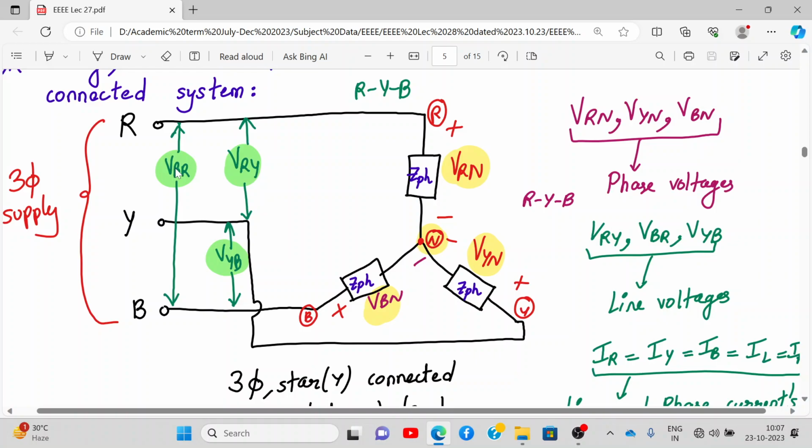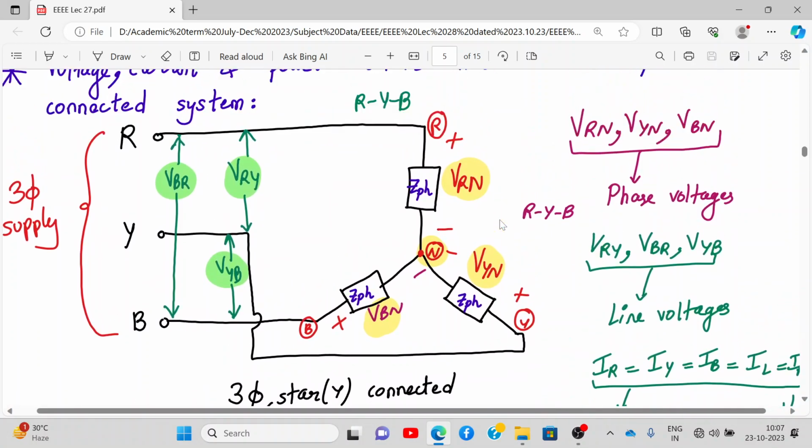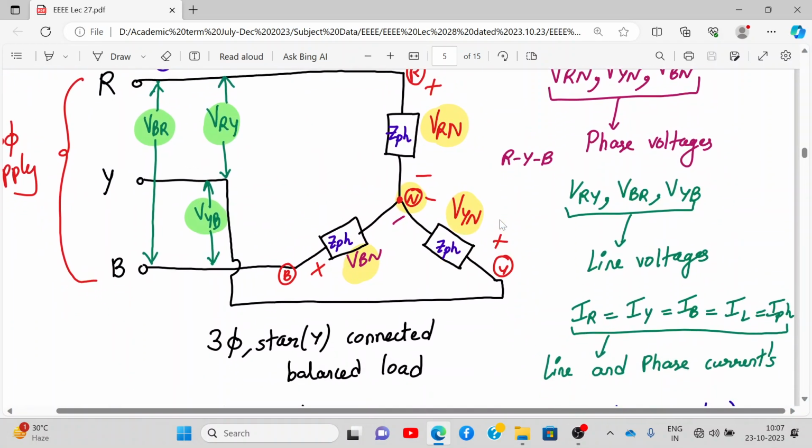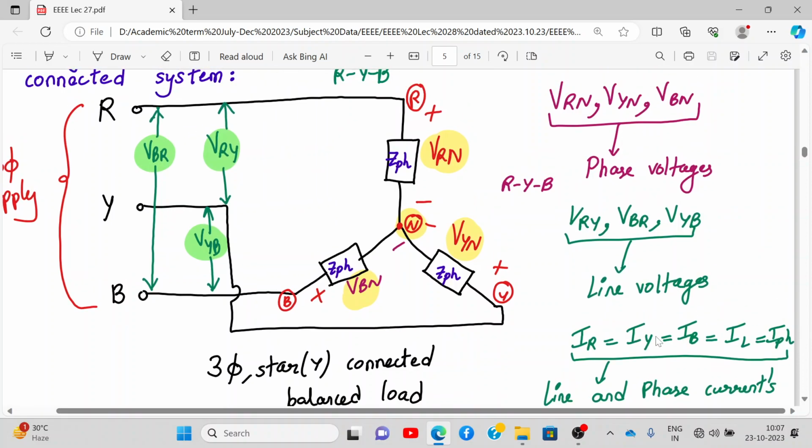Also, there are line voltages and phase voltages. Over here, my phase voltages, with respect to neutral, are VRN, VYN, and VBN. So these are my three phase voltages. Line voltages follow the sequence RYB, so VRY, VYB, and VBR. These are the three line voltages. And we have the three currents also, line and phase current. IR, IY, IB are all three line currents, which are equal to the phase currents. In a series network, the current remains the same. So line current and phase current are the same, but line voltage and phase voltage are different.